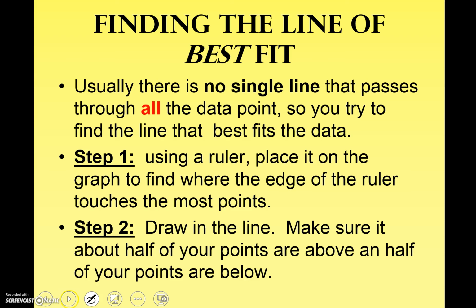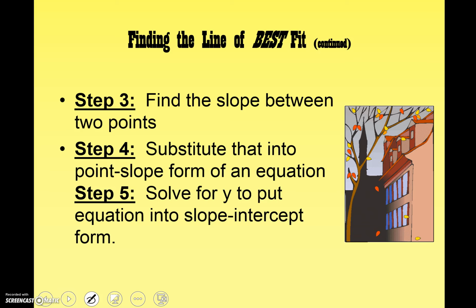Step 2 is to draw the line and make sure about half of your points are above and about half of the points are below that line. Then we're ready to actually find the equation of the line. The first thing we need to do is identify 2 points to find the slope.